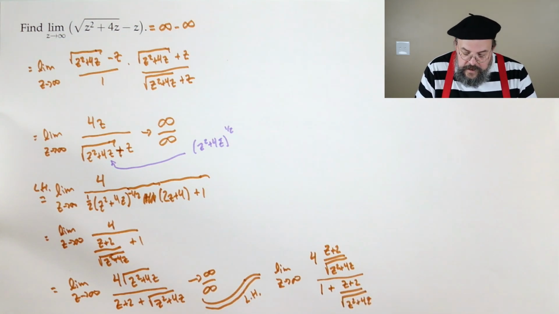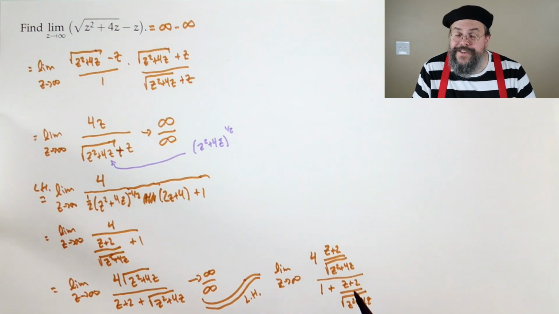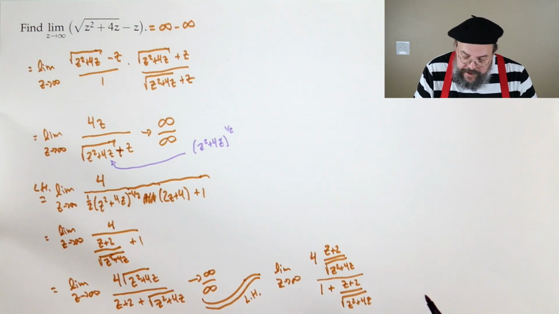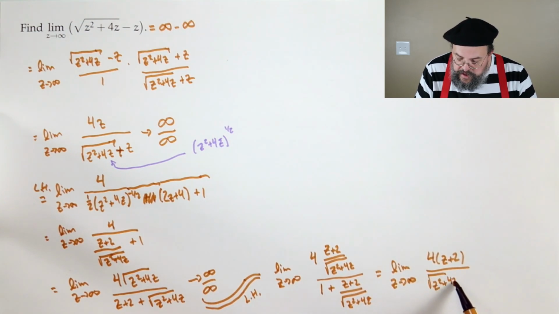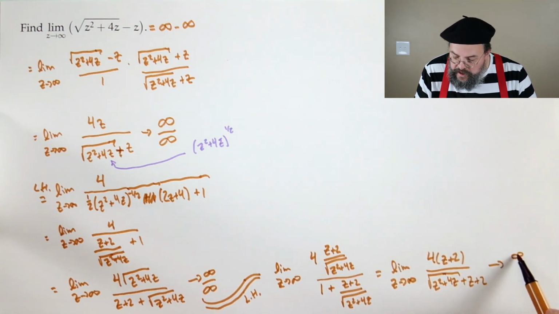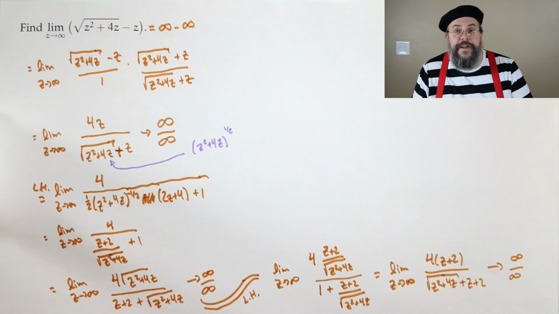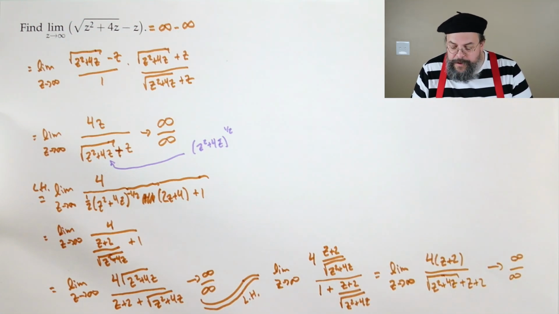Okay, let's get rid of our fractions. If we multiply by the square root of z squared plus 4z, what do we end up with? Well, we end up with a limit as z goes to infinity of, upstairs we have 4 times z plus 2, and then downstairs we have the square root of z squared plus 4z plus z plus 2. Well, what is that going to? Aha, no big surprise. Infinity over infinity. Okay, so what do we do?